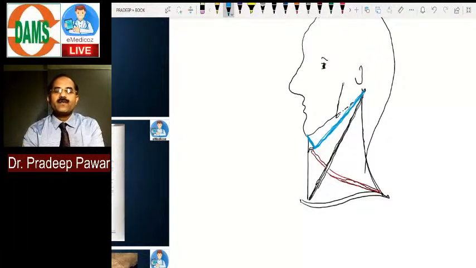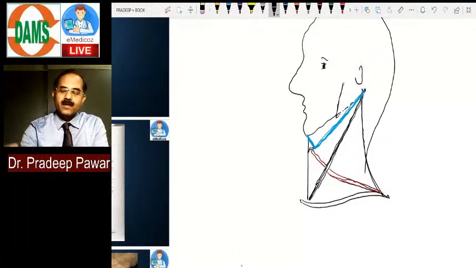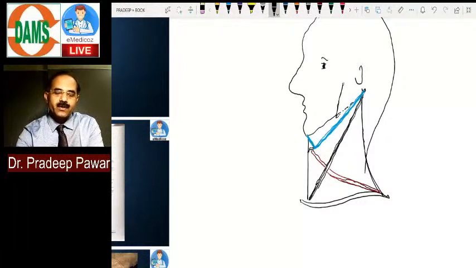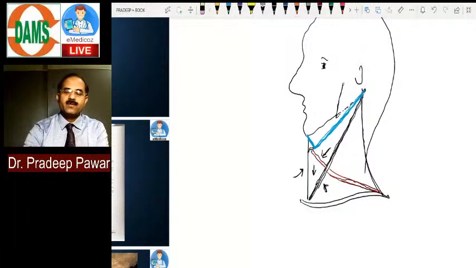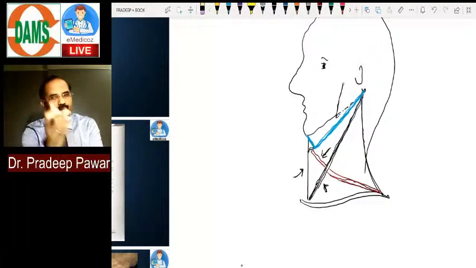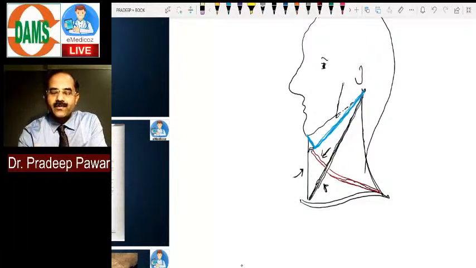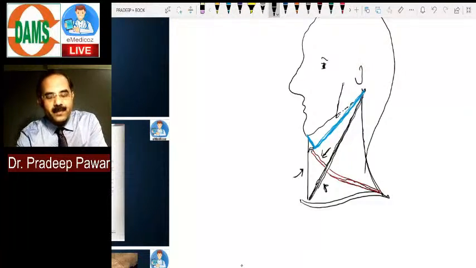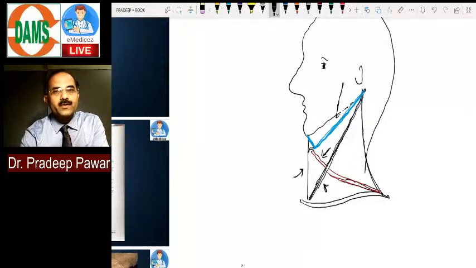Clear? Now, just have a look at this. I'll just enumerate these before we go into the details. What are the boundaries of this triangle? Anteriorly is the midline of the neck, this is the superior belly of omohyoid and this is the sternocleidomastoid. So this is a part of the anterior triangle.